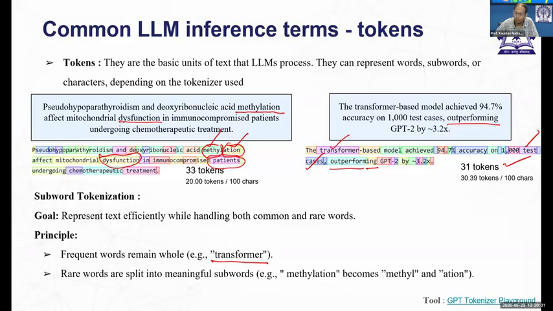Rare words are split into meaningful subwords. For example, this word, methylation. You are getting two tokens out of it. One is methyl, and another part is ation. So these are basically the subwords.